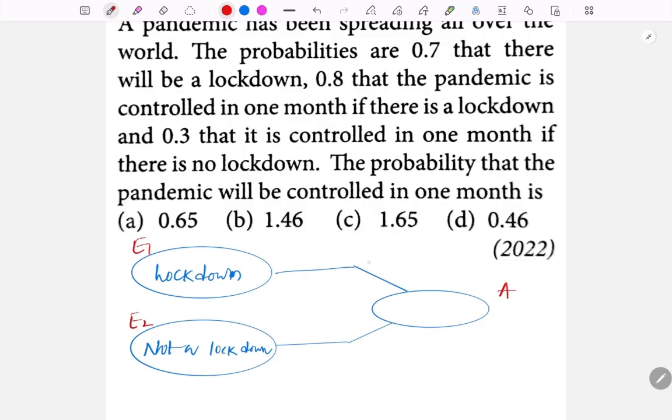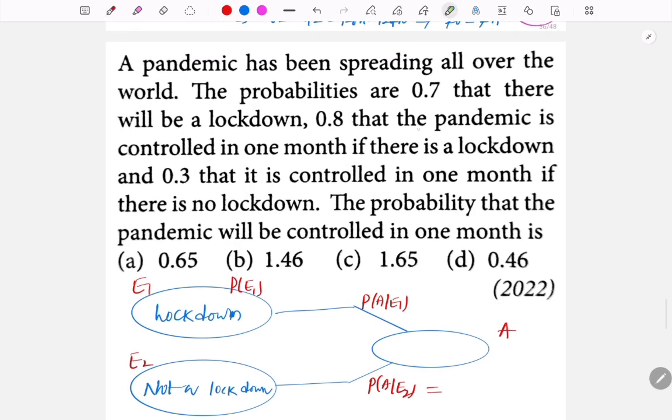Now here you should find the P of A by E1 value, which they give, right? P of A by E2 also they give. Now as well as P of E1, you should find out. What is P of E1? 0.7. They give P of E1, right? But they didn't ask. And what about this discussed here?